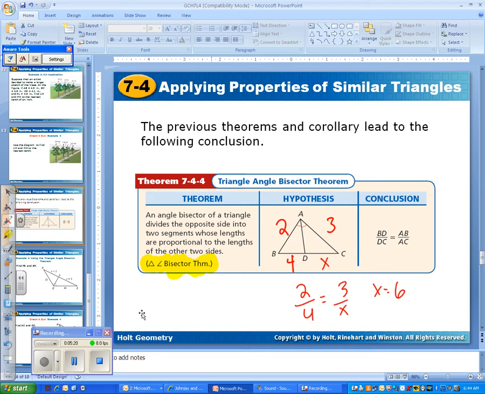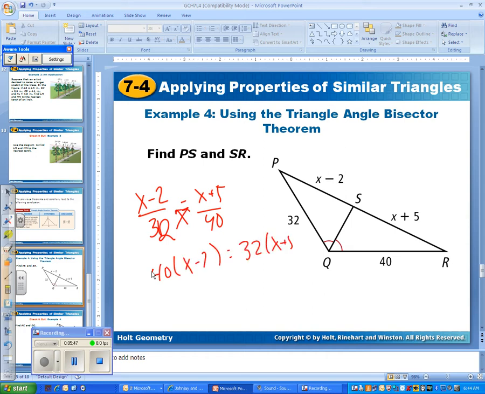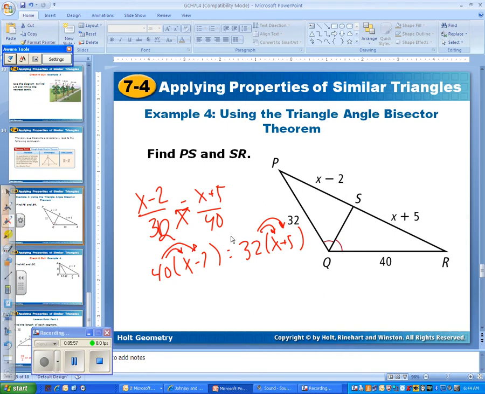Okay. So for that one, if we have angle bisector, check. We know that these two triangles are going to be proportional. So you could say x minus 2 over 32 equals x plus 5 over 40. That's one way you could write it. And then cross multiply and solve. So 40 times x minus 2 equals 32 times x plus 5. And then you'd have to distribute and solve. This is just a simple algebraic multi-step equation. Okay, I'll do this one with you guys.